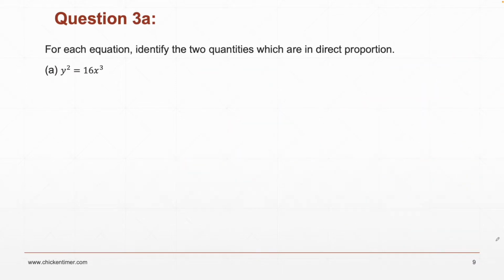So this is the third type of direct proportion question. It's still considered very basic. So they say that there are two variables that are in direct proportion. Then they ask you to identify what are the two quantities that are in direct proportion.